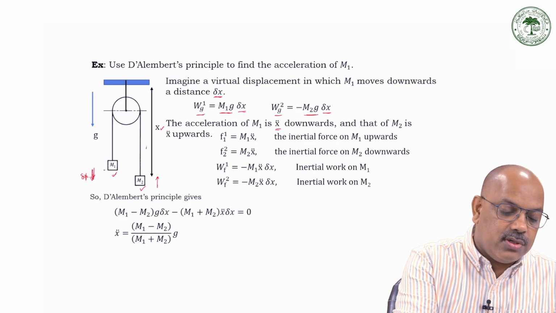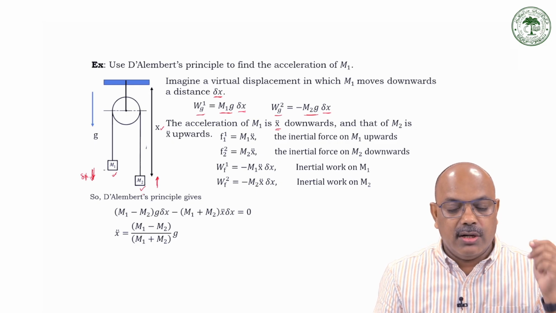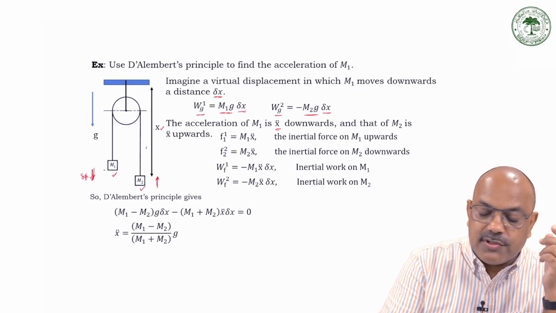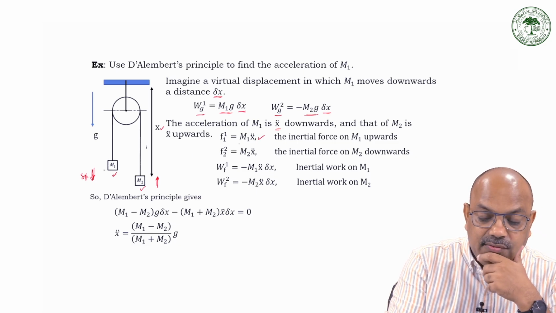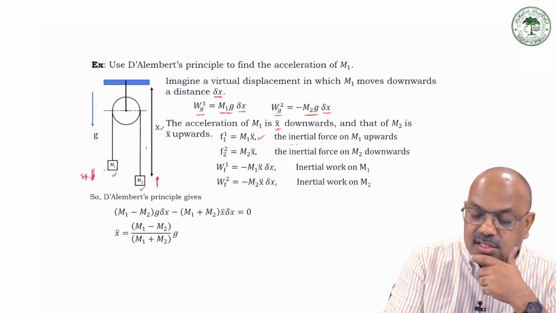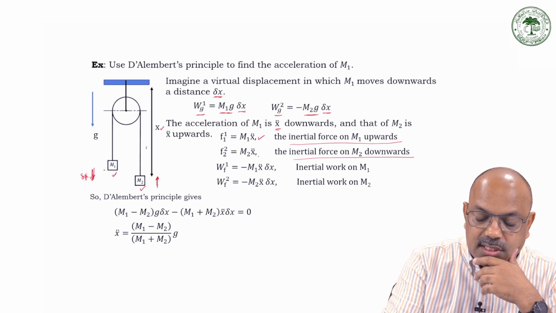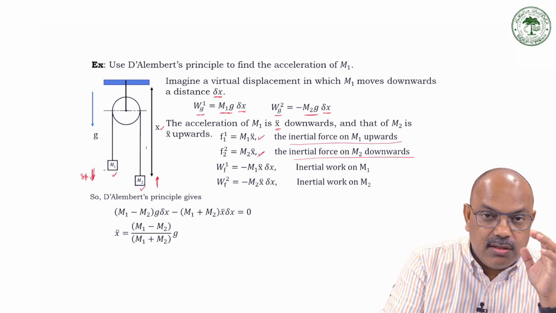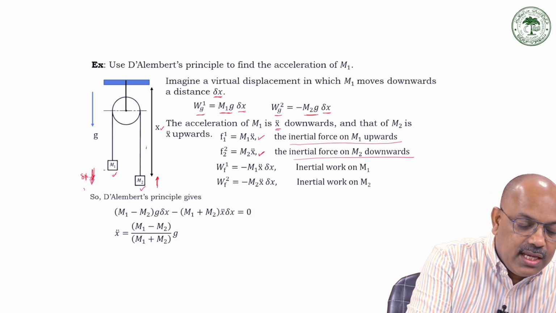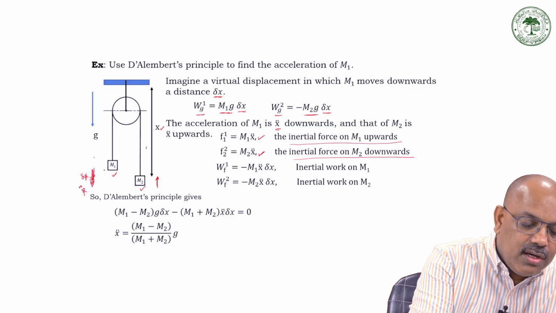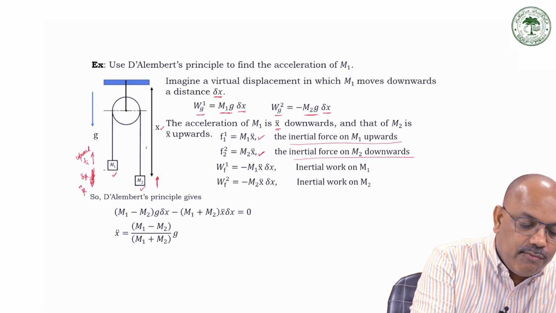So when m1 is coming down, the acceleration is downward, and when m2 is going up, the acceleration of m2 is upward. Now the force which is acting is mass times acceleration for m1, and this is the inertial force on m1, upward, and this is the inertial force on m2, downward. So there is a catch here: the acceleration of m1, x double dot, is downward, but the inertial force acting on it is upward.